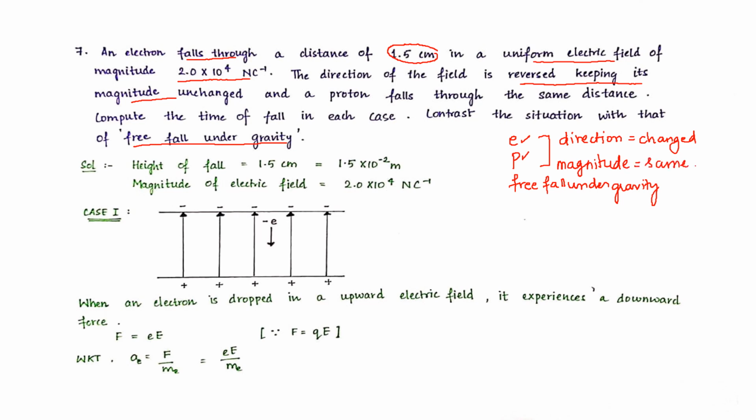Okay, now let us come to the solution, how we are going to find the solution for the given question. First of all, we will note down the given things in our question. First, it is given the height of the fall, 1.5 centimeter, and the magnitude of the electric field, that is 2 × 10^4 Newton per Coulomb. So these two things are not going to be changed, they will remain unchanged.